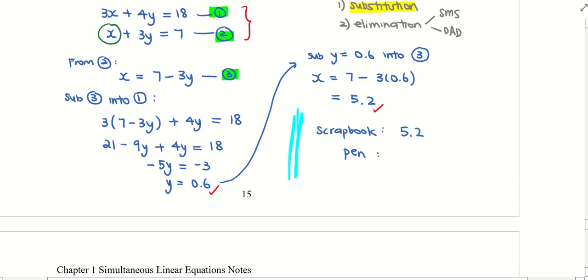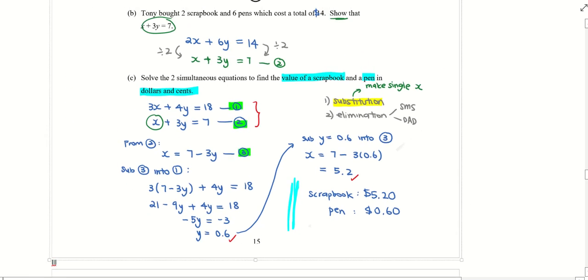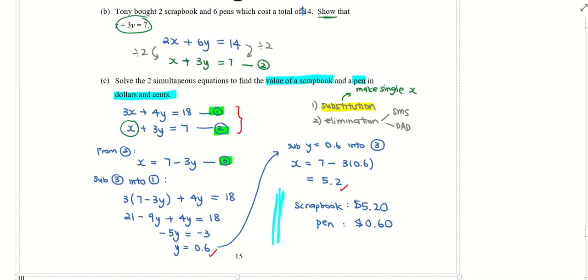But can I write it like this for cost? No, because it's $5.20. So I need to write in 2 DP. For pen, it will be my Y and it will be 60 cents. And we are done with this question on word problems using simultaneous equations.